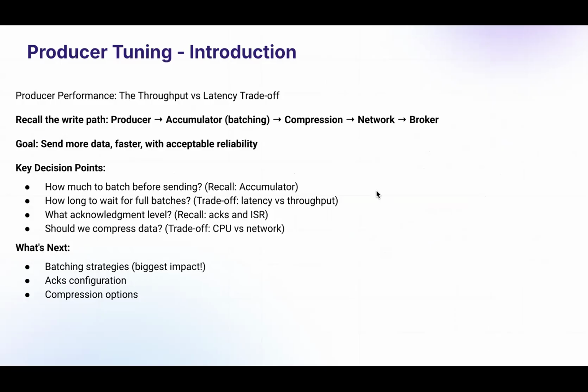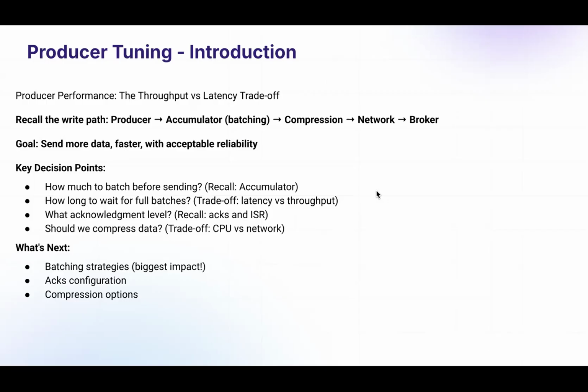The fundamental trade-off is throughput versus latency. Do you want to send messages as fast as possible, or do you need them delivered with minimal delay? Most systems optimize for throughput because the latency cost is acceptable. Okay, we are taking an extra 5 to 10 milliseconds. The key decision is how much to batch before sending, how long to wait for full batches, what acknowledgement level to use, and when to compress the data. Let's dive into the most impactful settings first.